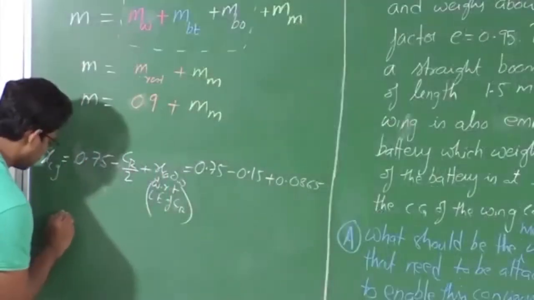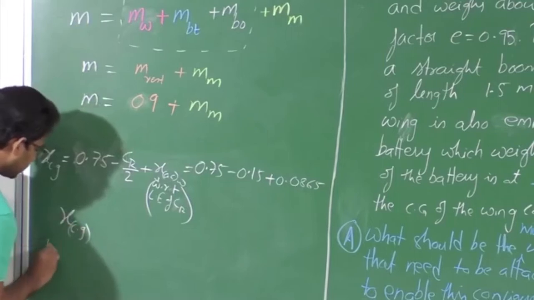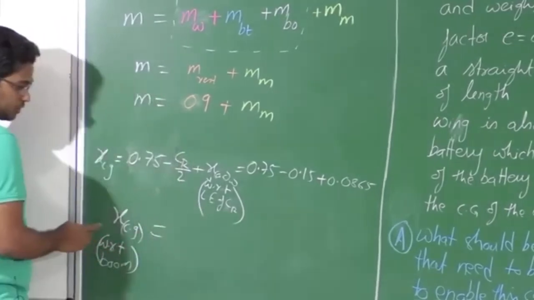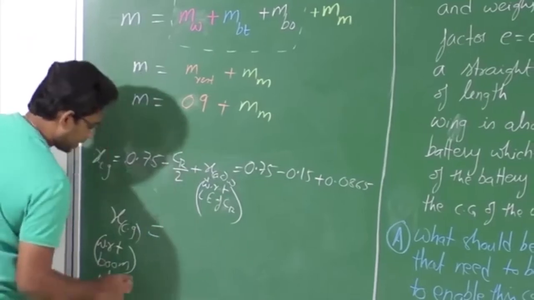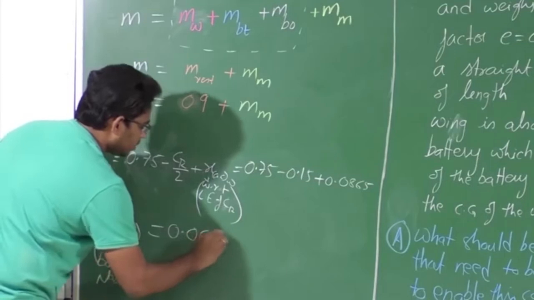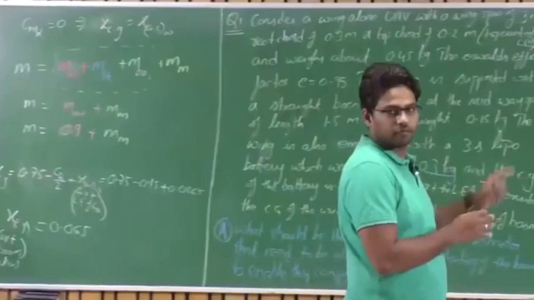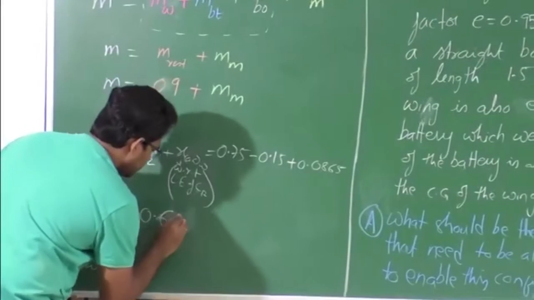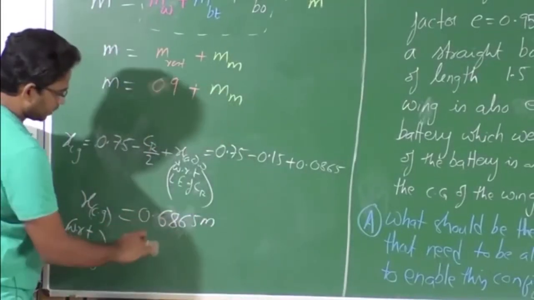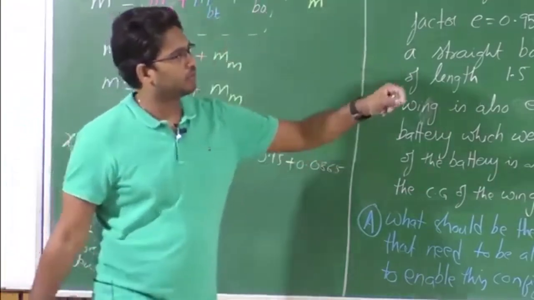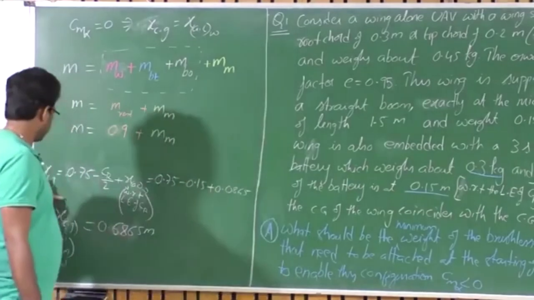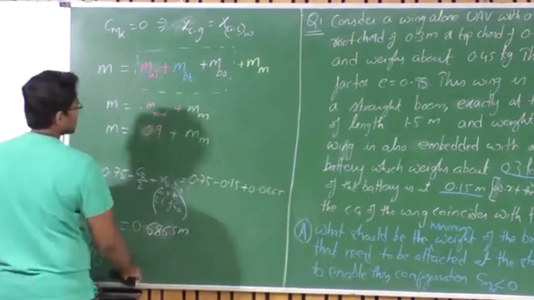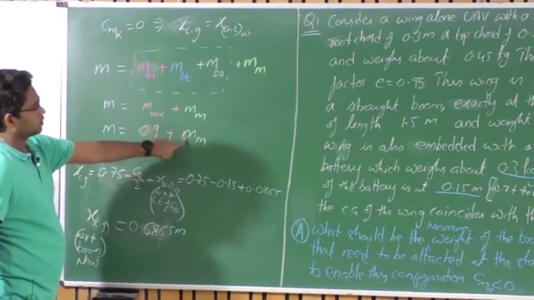0.0865. So this equals the new CG with respect to the boom. The new CG has to be at 0.06865 meters, which is nothing but the location of the aerodynamic center of the wing with respect to the leading edge of the boom, or say the starting point of the boom. So it is about 68 centimeters from the starting of the boom, right? So this is the new XCG. Now, in order to achieve this new XCG, what should be the mass that I need to add, right? Okay, so how can I find it out?